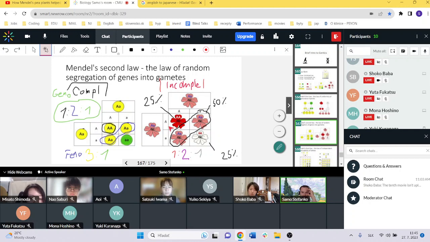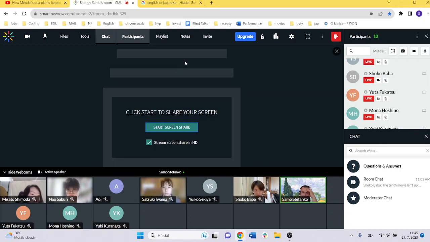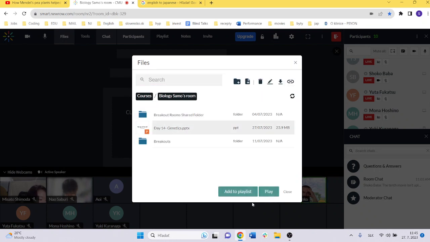If we see genotypes, 1 dominant homozygous, 2 heterozygous, and 1 recessive homozygous, what would be the genotypic segregation ratio? 1 to 2 to 1. Perfect. Exactly. So it would be the same as phenotype. What's wrong?